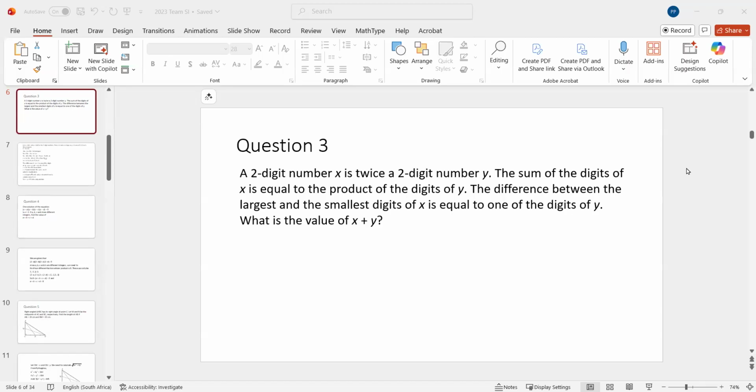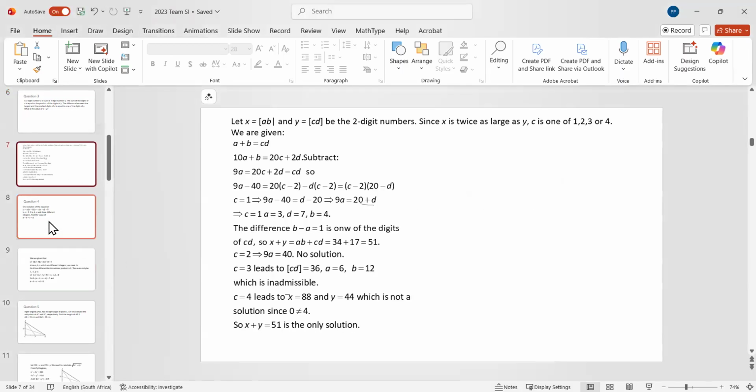I'm going to go back to question 3. If you recall, I didn't get the correct answer here, and I used the solution that I had already prepared beforehand. I just want to say something about this. There's one part of this that needs a little bit of explanation.